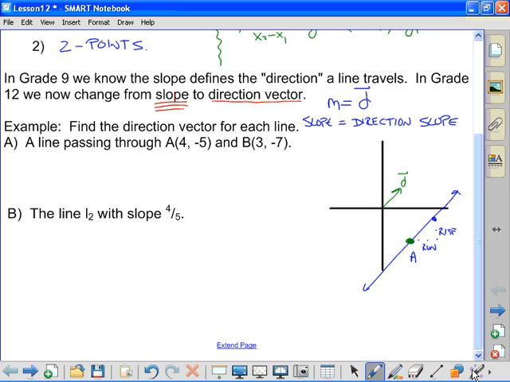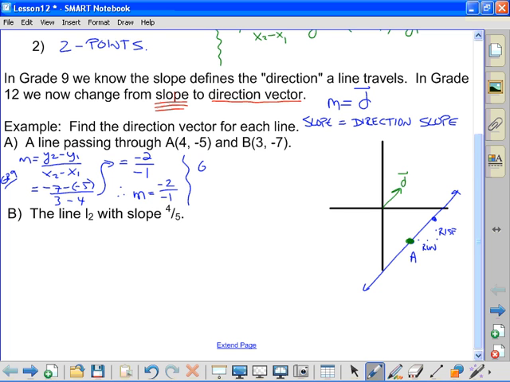So the first example right here, find the direction vector for each line. So first of all, I have to convince you that I'm not making this stuff up. So I'm going to use the slope equation first. So this is your grade 9, x2 minus x1, and it's going to be a little squishy here. y2 minus y1, so negative 7 take away negative 5 over 3 take away 4. My slope would be negative 7 plus 5, so we'd have negative 2 on top, 3 take away 4, negative 1, and I'm going to leave it in that form. Therefore, slope equals negative 2 over negative 1. So there's grade 9 for you. Now, moving you into grade 12.